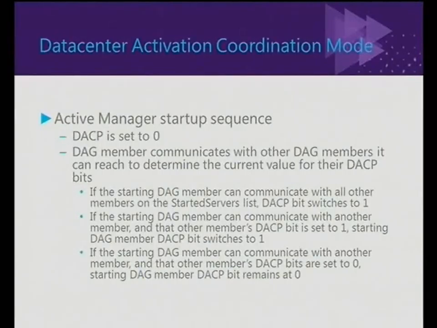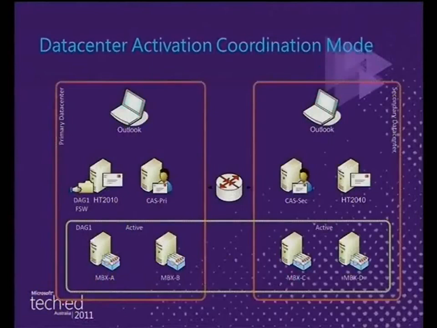If neither of those things are true, it can't talk to anyone that's set to 1, they're all set to 0, or it can't talk to all the servers on the started servers list, its bit stays at 0 and it does not mount databases automatically. Okay, and it's important to understand how that works. This is the one scenario for which DAC mode was developed. It may have other implications, but this is its sole purpose that I'm about to show you right now.